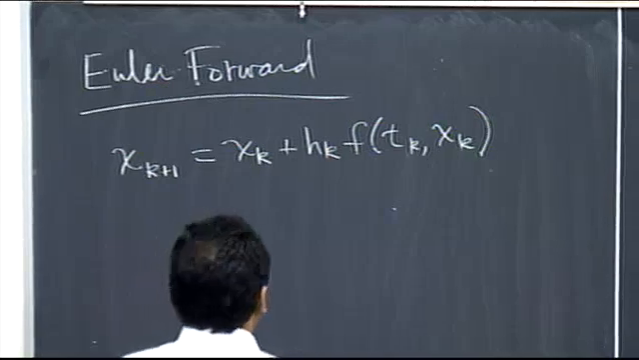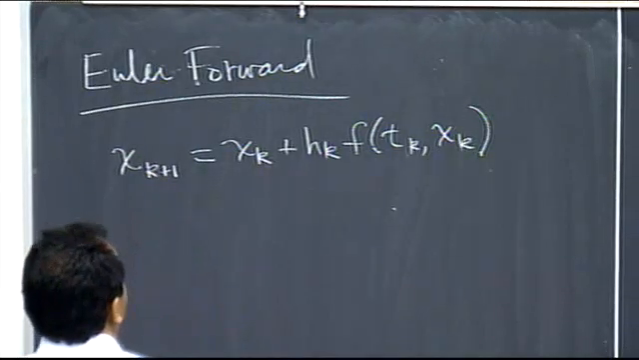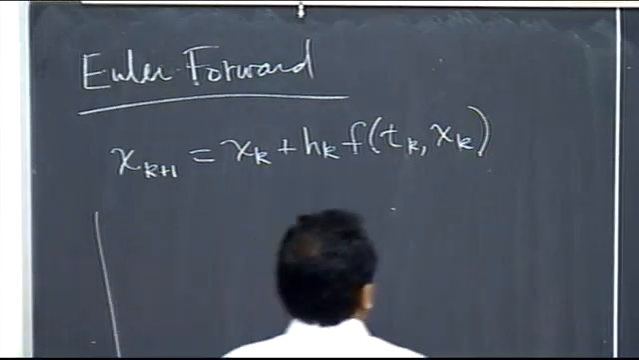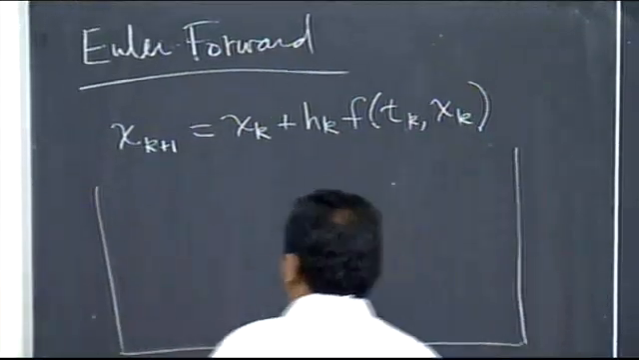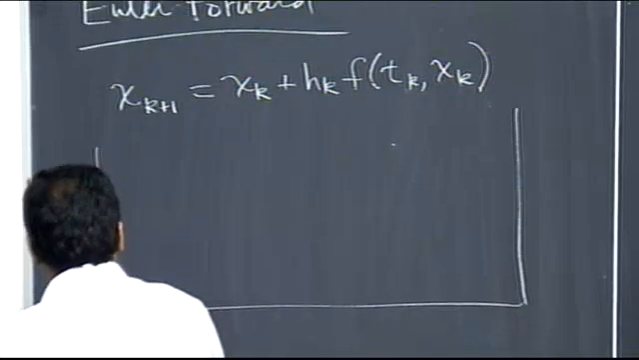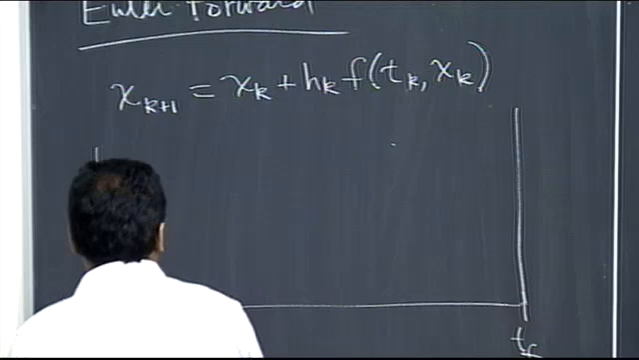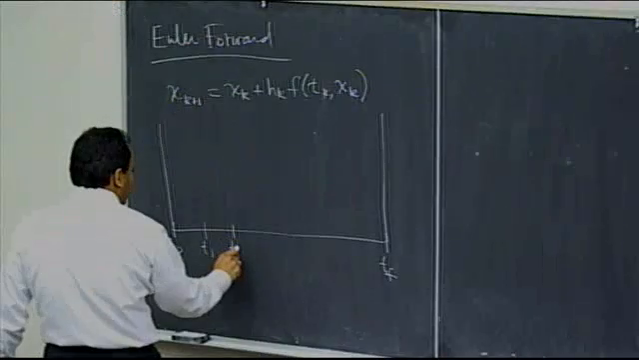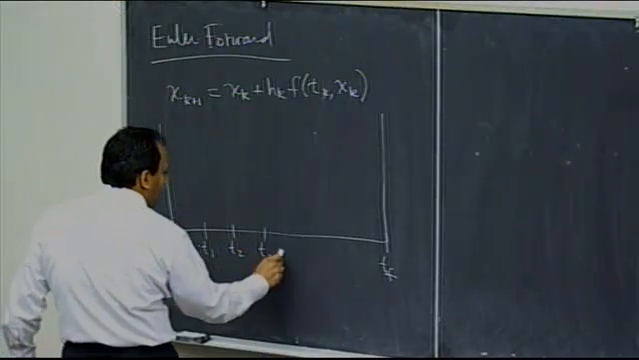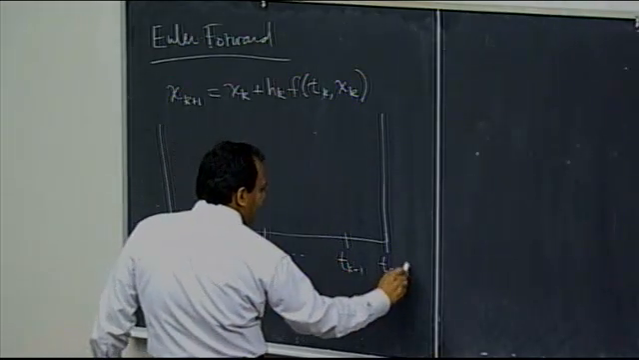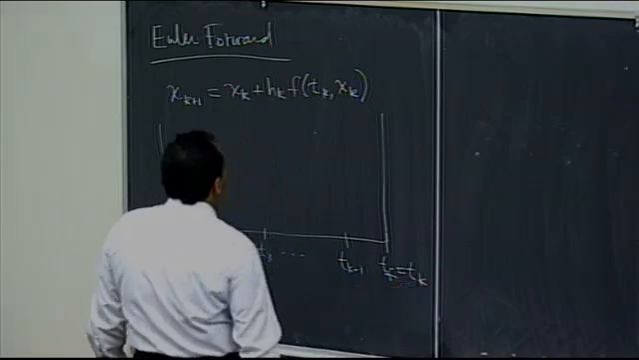Now, the issue is that we have this grid of points that we're going to discretize at. Let's call this t_0 and this t_f. We discretize at t_1, t_2, t_3, all the way out to t_{K-1}, and then t_f is going to equal t_K.